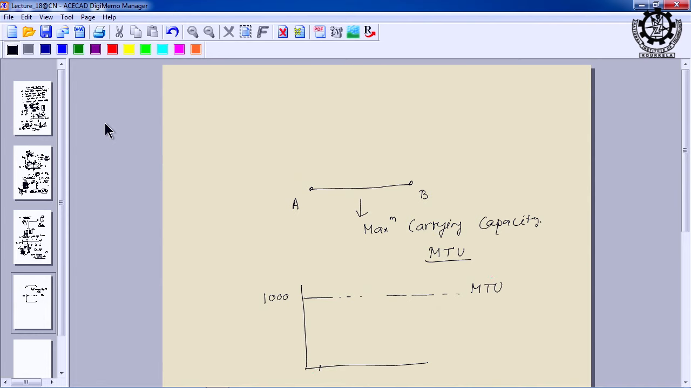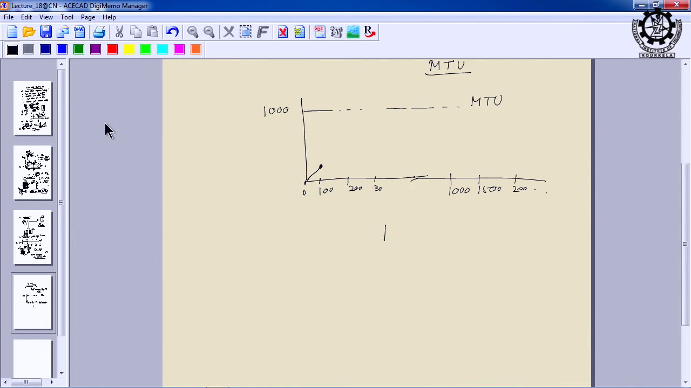The packets generated by A are 100, then 200, 300 up to 1000, and again 1500, let us say 2000, this way. So 100 packets are generated by A. Can the link carry them easily or not? It has a capacity of 1000. So when it carries 100 packets, it delivers all the packets to the receiver. This is the number of packets, and this is the number of packets delivered.